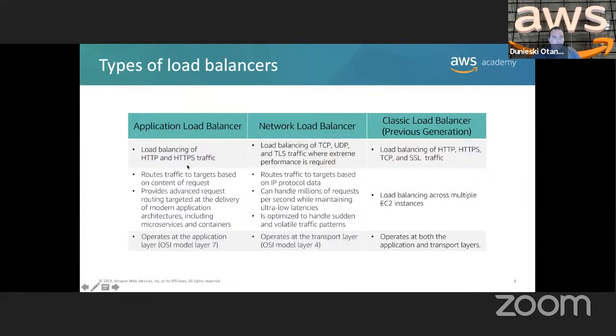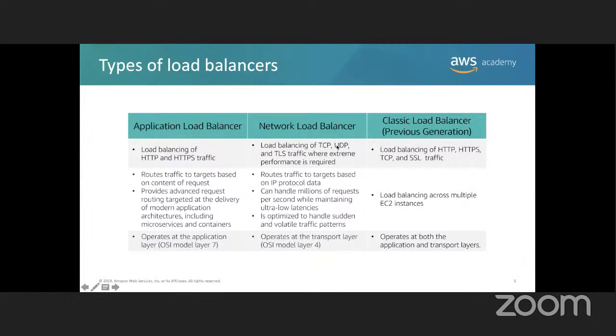And if it is HTTP and HTTPS, that's the application load balancer. So there are keywords here that you shouldn't forget: HTTP, HTTPS, TCP, and UDP. And also the classic one will be the combination of both of them. Now the application load balancer will route the traffic to targets based on the content of the request. The network load balancer will route the traffic to targets based on the IP protocol data.